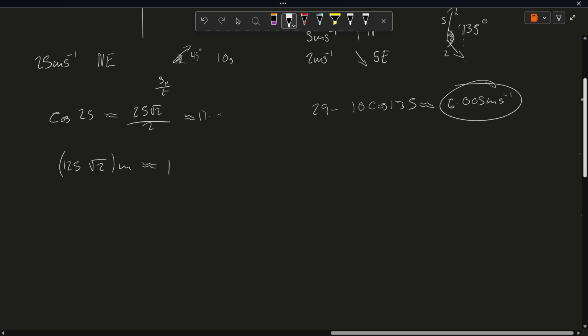it's approximately 176.77 meters. Adds up. It's 25 times 10 is 250, which would be the greatest distance multiplied by those two vectors. Okay, yeah, that makes sense.